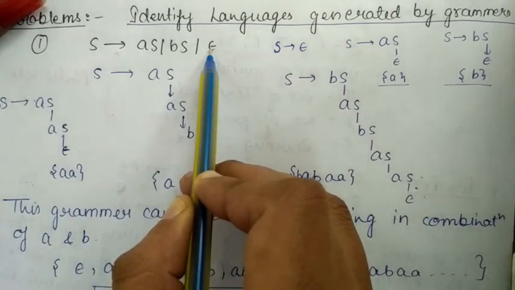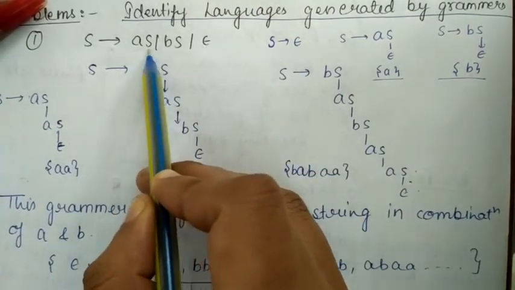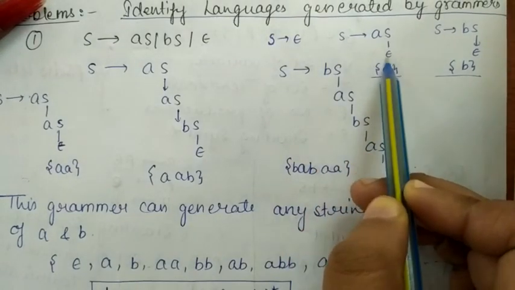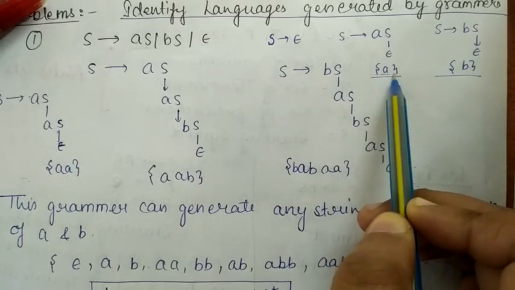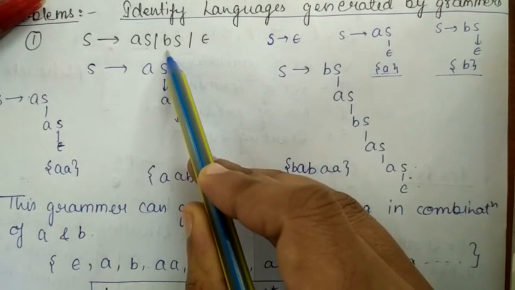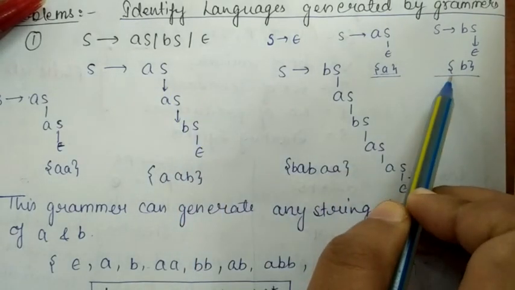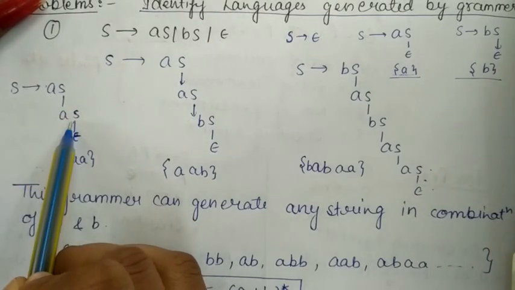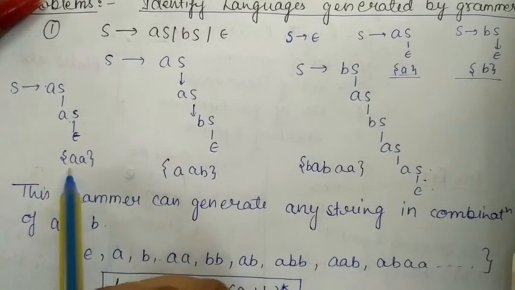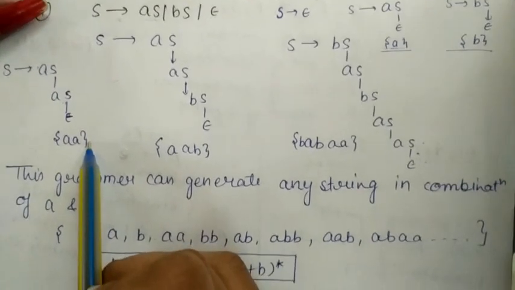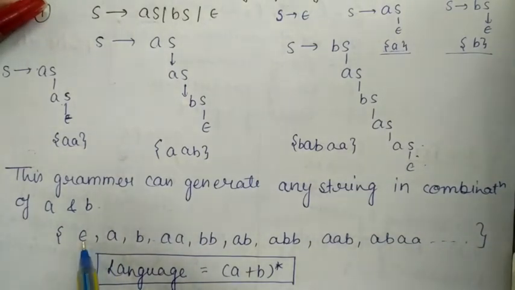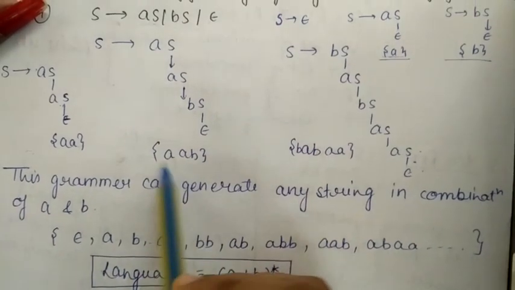For generating a one length string, we will take S tends to aS, and then we replace S by epsilon. So for a one length string it will generate a. In the next, if we take bS, it will also generate b. Now if we put aS and then again replace this by aS, it will generate aa. In a similar way it can generate the strings. The minimum string is epsilon, then it will generate one length strings a and b, then it can generate aa like this.